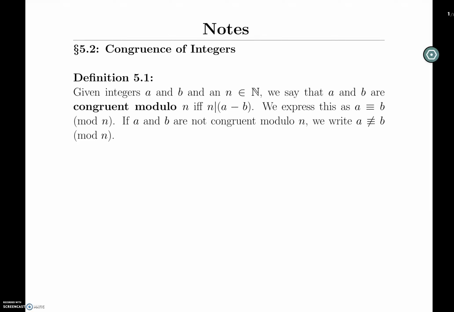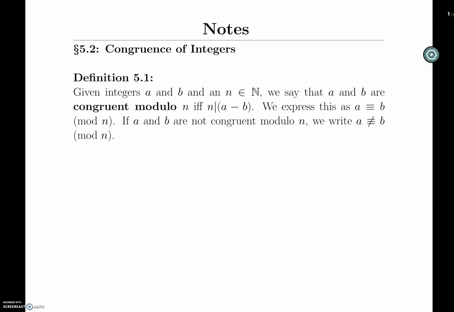Welcome. In this mini lecture, we're going to cover the second part of Chapter 5, which focuses on the definition of integers that are congruent modulo n. So, the official definition is that if we are given integers a and b and a natural number n, we say that a and b are congruent modulo n if and only if n divides a minus b. We express this as a ≡ b (mod n). If a and b are not congruent, we write a ≢ b (mod n).